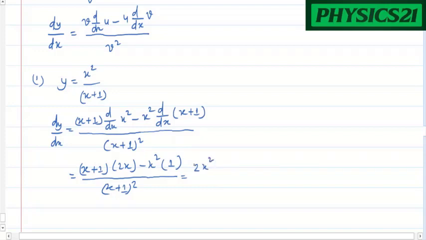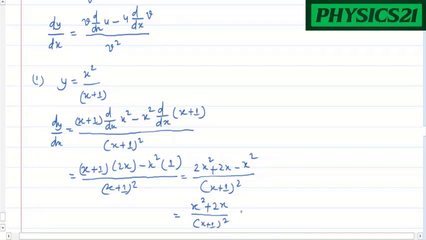Now simplify it. x square plus 2x minus x square, divided by (x plus 1) whole square. Now further simplify, because we can solve x square minus x square: it becomes x square plus 2x divided by (x plus 1) whole square. That will be the derivative.